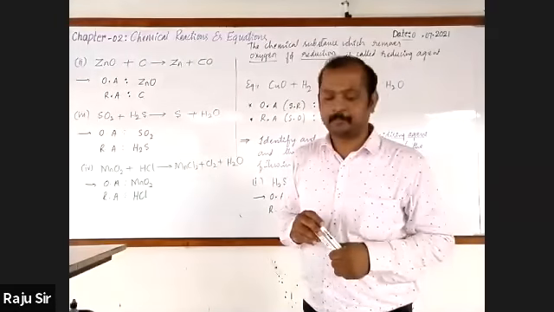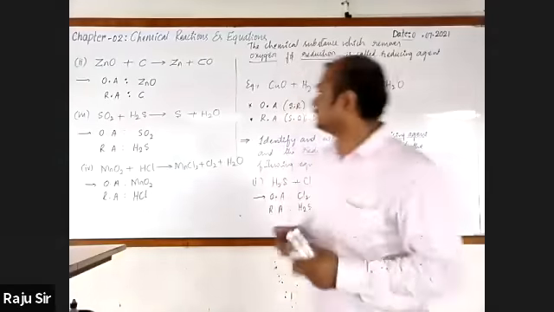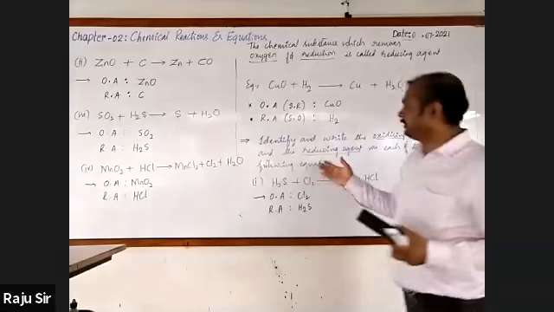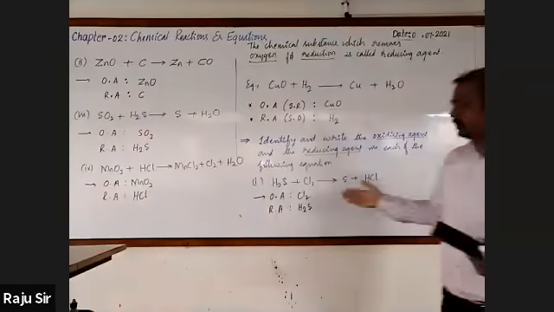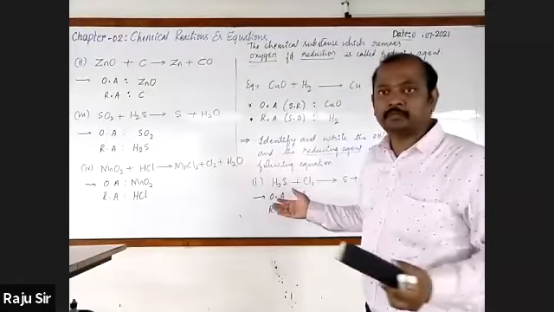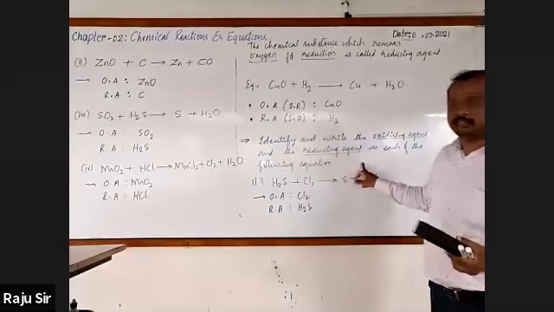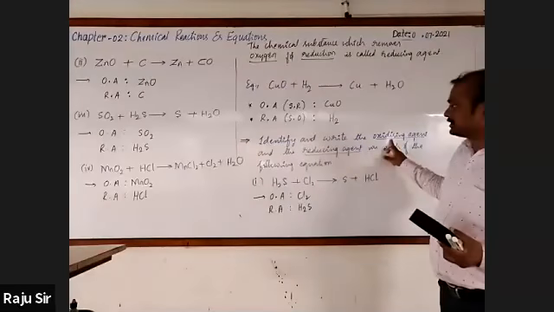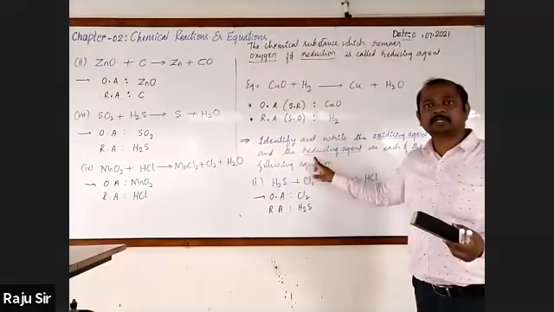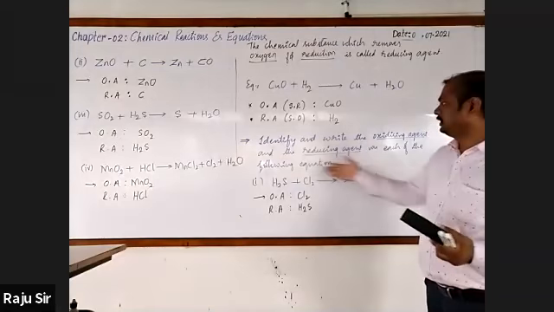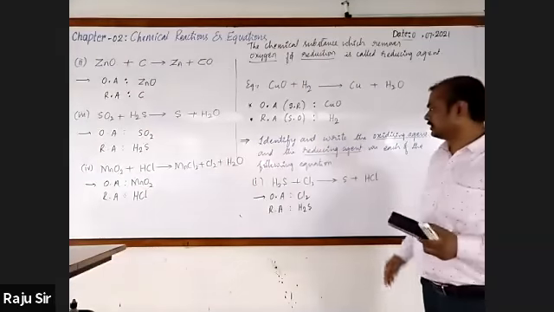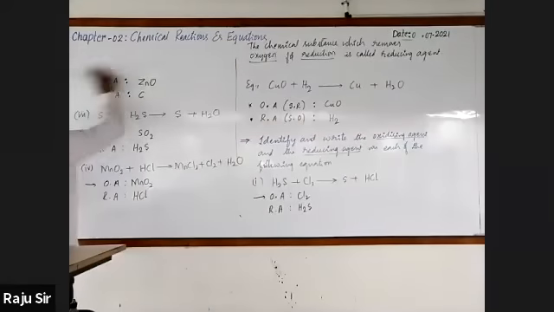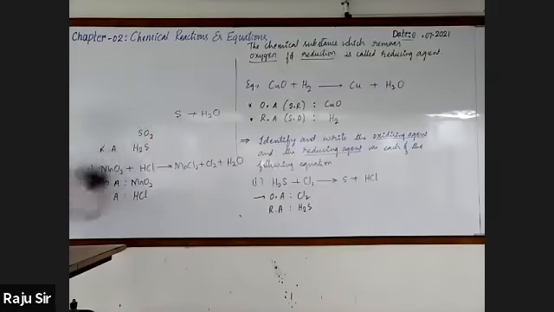Over. These are the few examples I have taken for identifying oxidizing agent and reducing agent. From the examination point of view, this question can also be asked like this: identify and write the substance reduced and the substance oxidized in each of the following equations. Now we are moving to the next concept of this chapter.